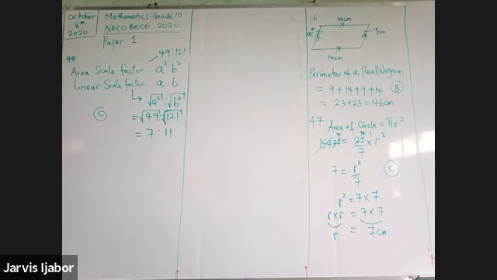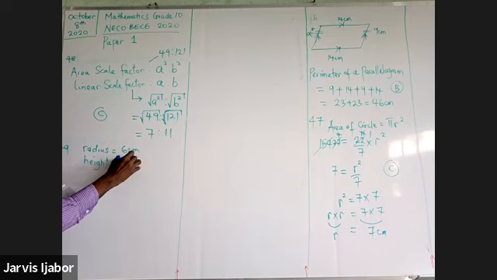Let's look at question number 49. It says, find the volume of a cylinder of radius 6 cm and height 14 cm. So what do we know? We know that the radius is 6 cm. Now the height talked about here is the perpendicular height.